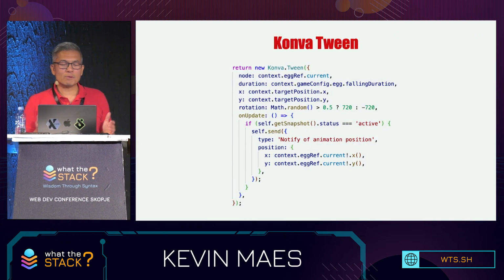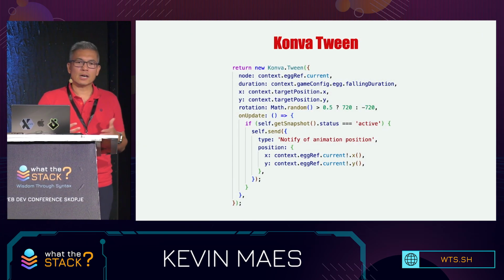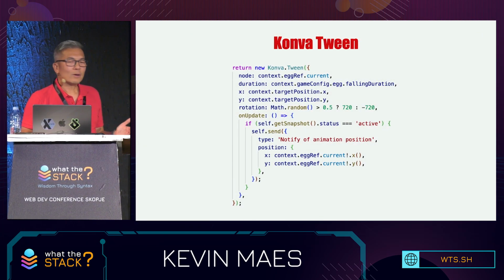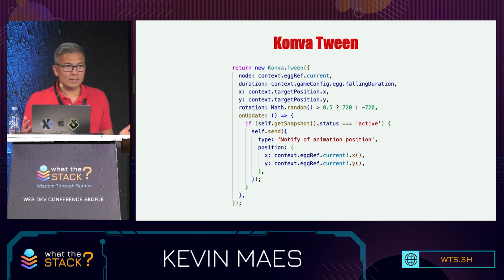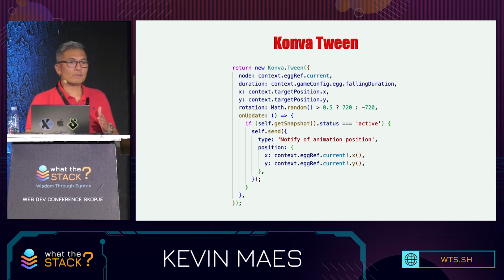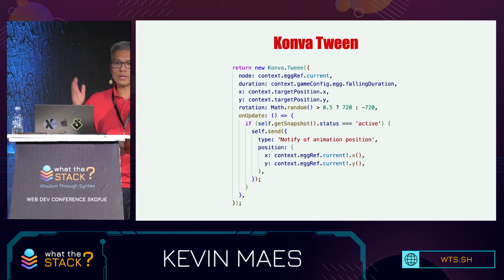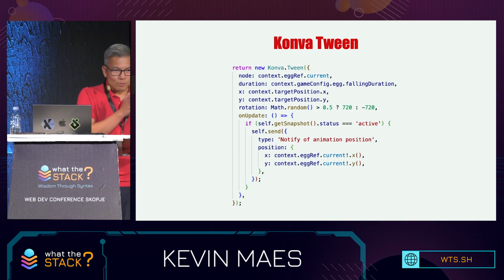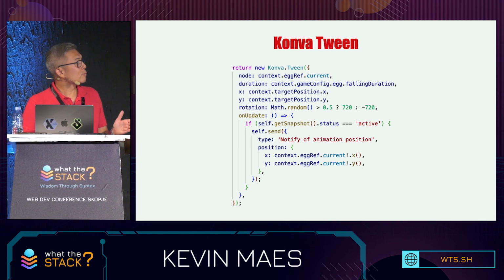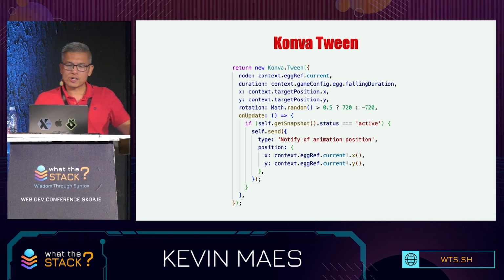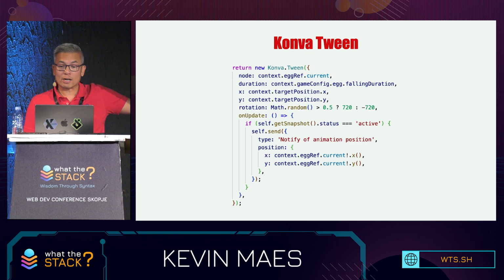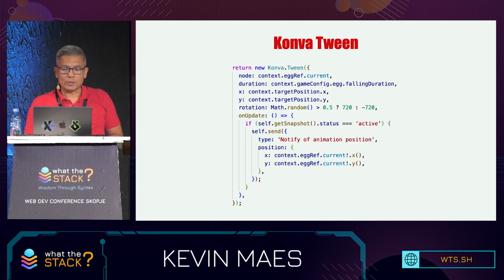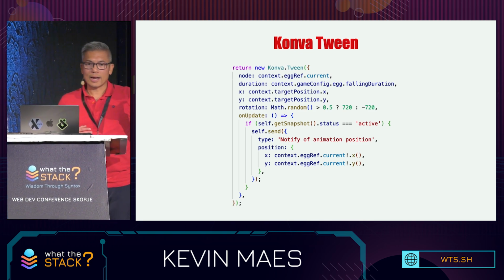Now, for this type of linear motion, we can use a Konva tween. Now, if you're not familiar, the word tween basically comes from the phrase in between, which represents a series of frames that are between two keyframes. And together, they create the appearance of smooth motion. So we instantiate a Konva tween, we assign it a node. In this case, it's a React ref to a shape or an image. We can set the duration of the tween and its target position.